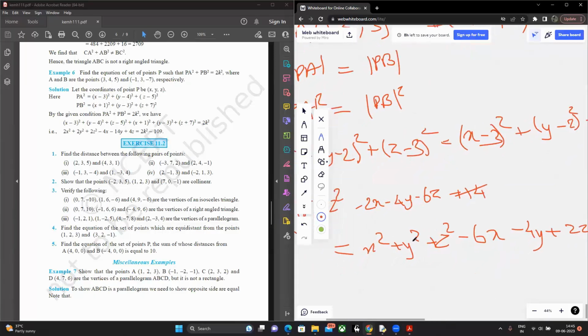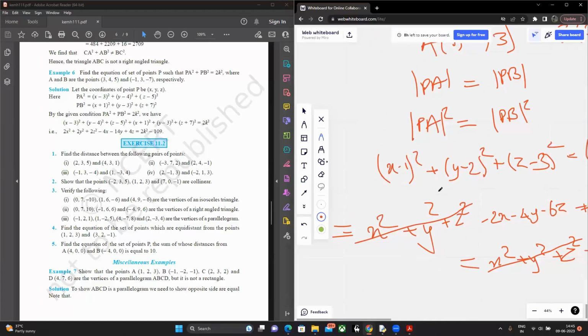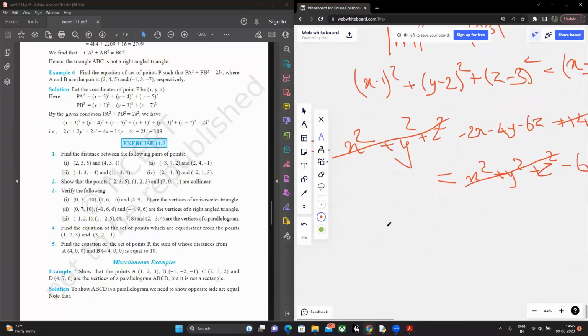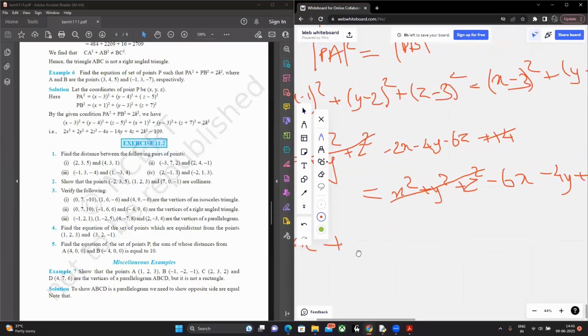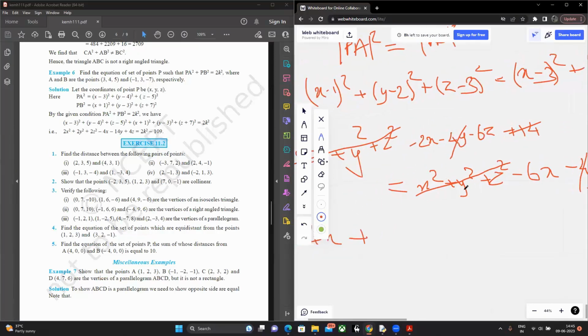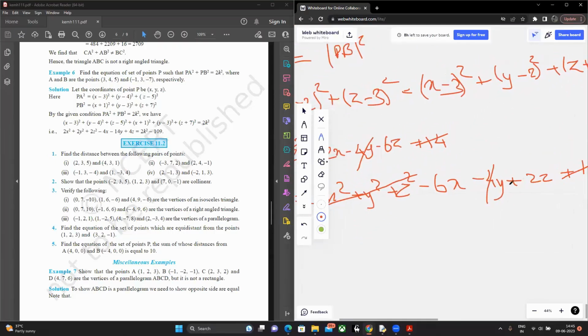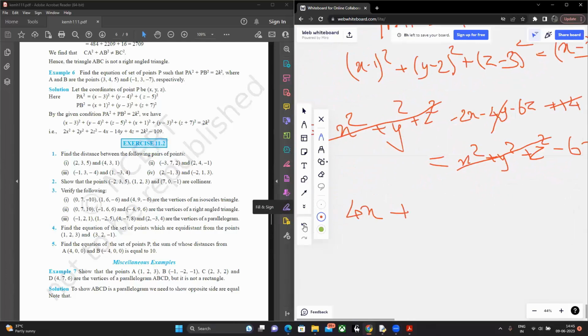14 cancels out. x squared plus y squared plus z squared cancels out with x squared plus y squared plus z squared, and you are left with this. This is 4x, and y cancels out because you have minus 4y on both sides. 6x goes here, becomes 4x. And over here, you have minus 8z, since minus 6z minus 2z becomes minus 8z. So I have 4x minus 8z is going to be equal to 0.